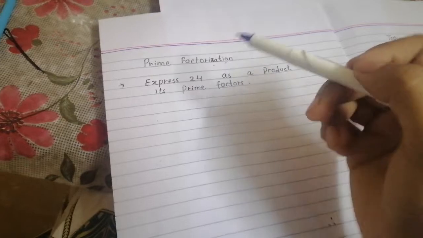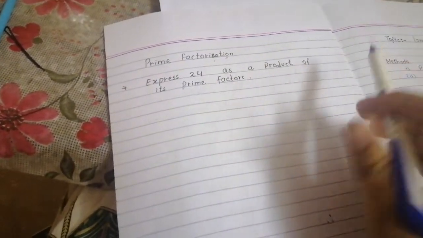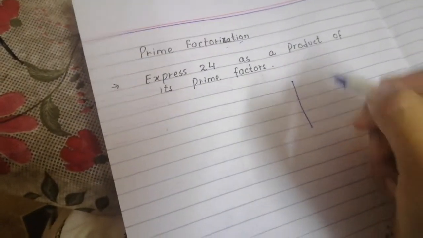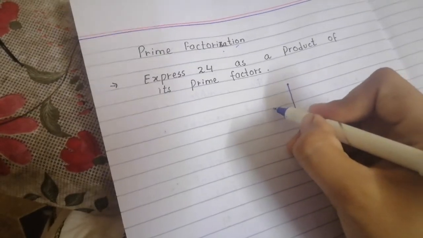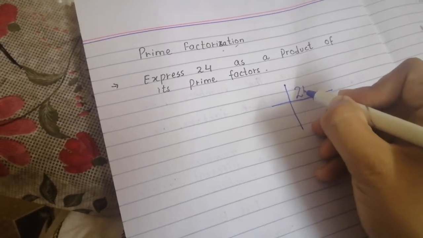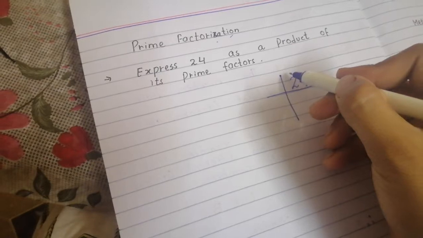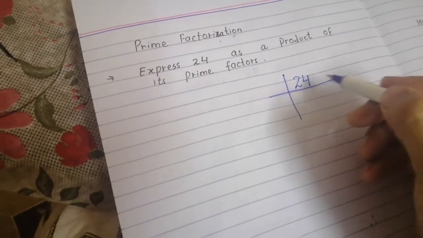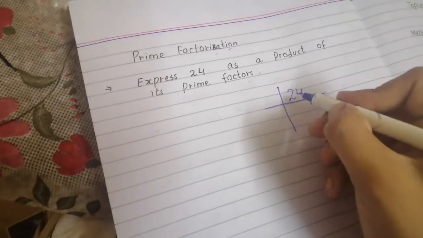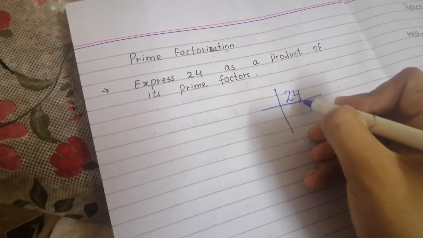And I have a question: express 24 as a product of its prime factors. Okay, I have a number 24 and I want to express this number as a product of its prime factors. So this is a way to represent the number as a product of its prime factors. You will take the number 24 and you will draw this type of division, because you all know about this in your previous classes. So 24, you know that the last digit is 4.